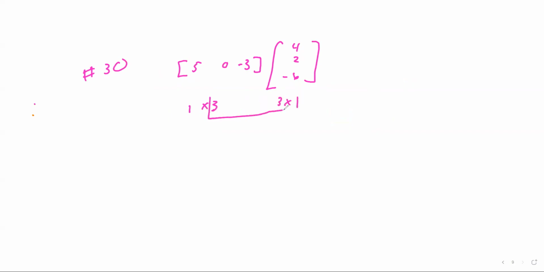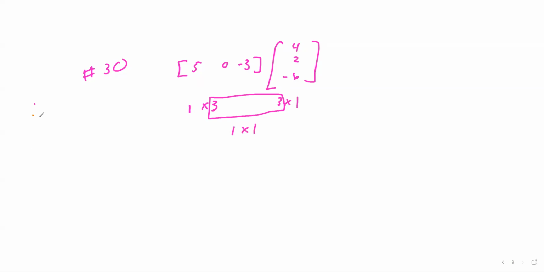Let's look at number 30. All right, number 30 is a 5, 0, -3 times a 4, 2, -6. So this right here is, well, let's go back to the same color. This is a 1 row by 3 columns, and this is a 3 row by 1 column. So these are the same, and my outcome will be a 1 by 1.